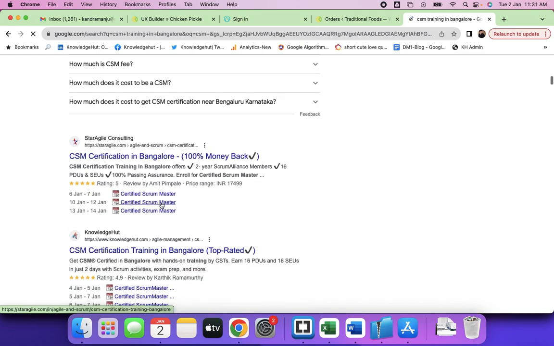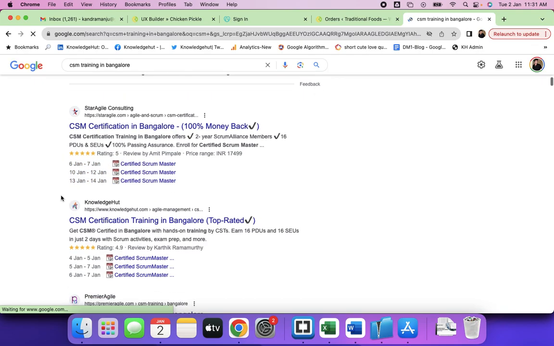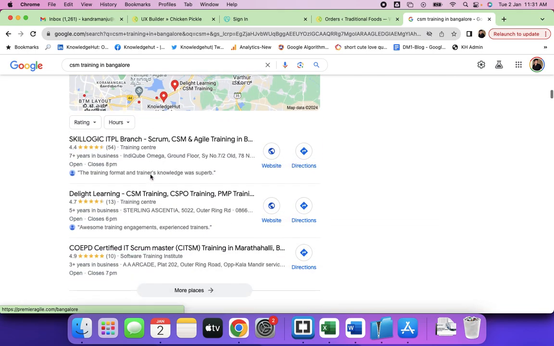Yeah, look at this. This is called event schema. Why is it an event? Because it's showing the dates. When is the training happening? Okay. So do you see such kind of presentation?